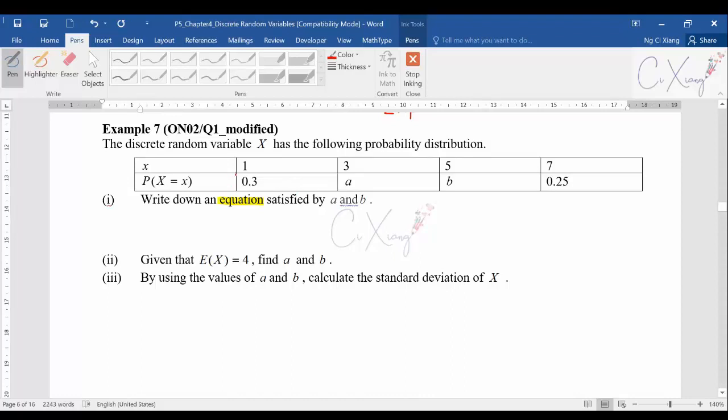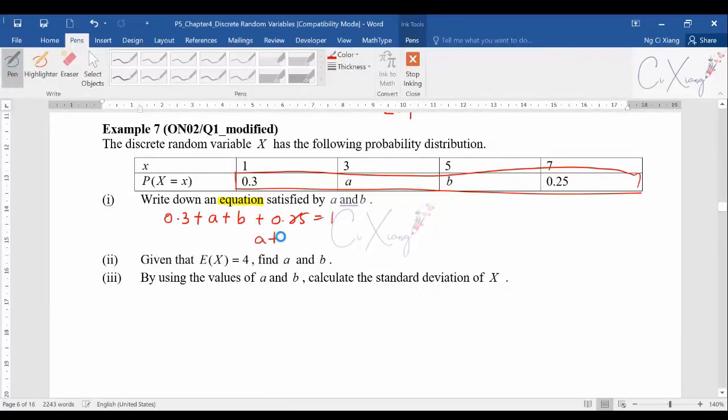Using the concept that you learned before, when you add all the probabilities together, what will you get? You'll get 1, right? So you can just write 0.3 plus A plus B plus 0.25 equals 1. Therefore, the equation satisfied by A and B is A plus B equals 0.45. Again, it's a very simple example.